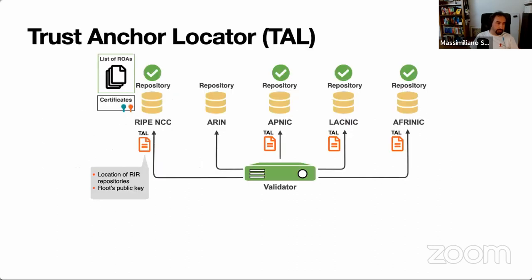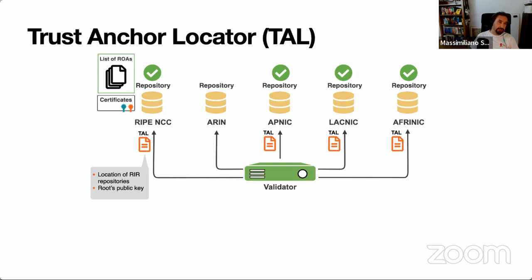So the way it works is the software has four files that are the trust anchor locators, the TALs. Four because ARIN doesn't really, well, it does publish them, but before you can use the TAL from ARIN, you have to acknowledge terms and conditions.